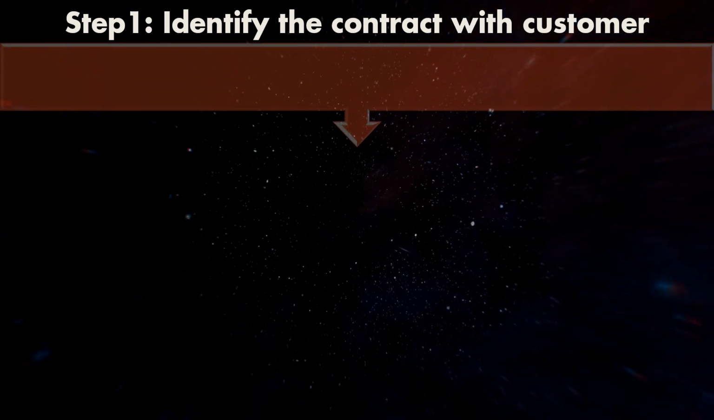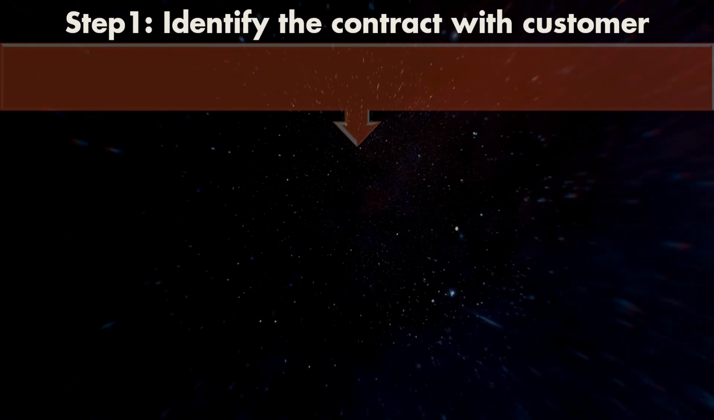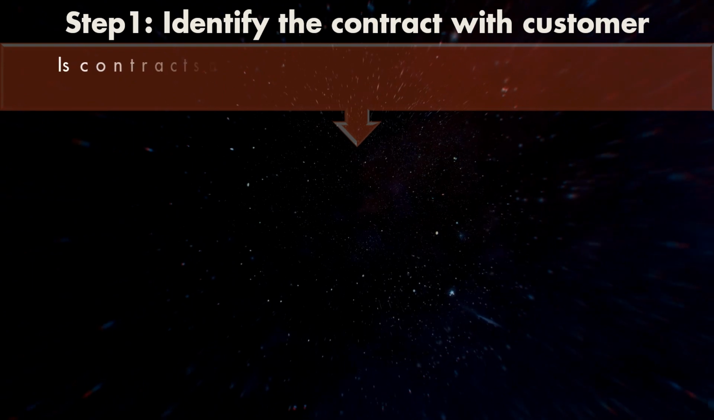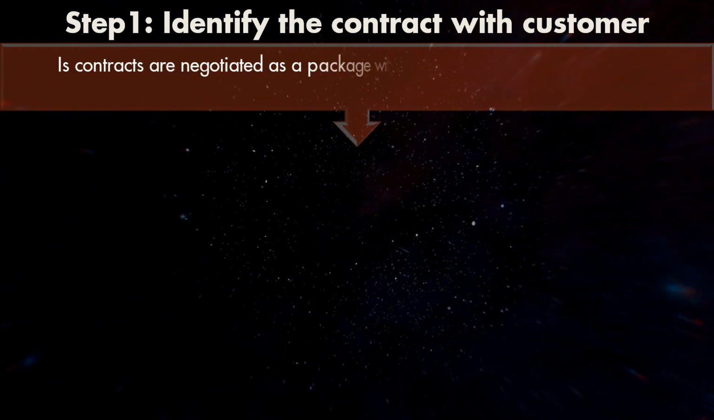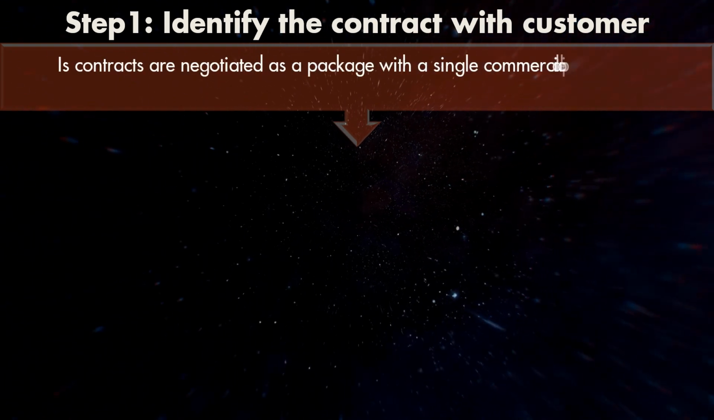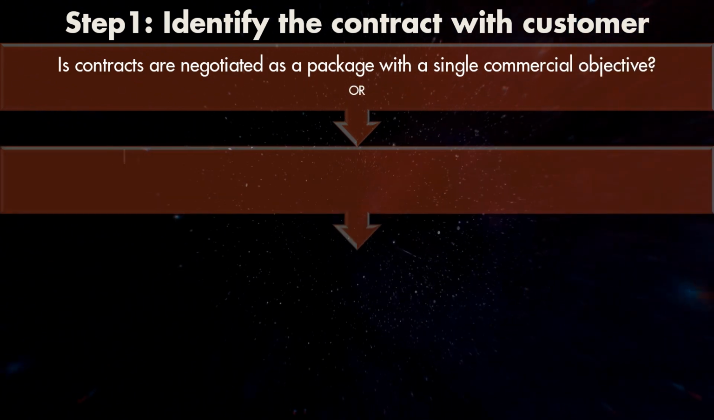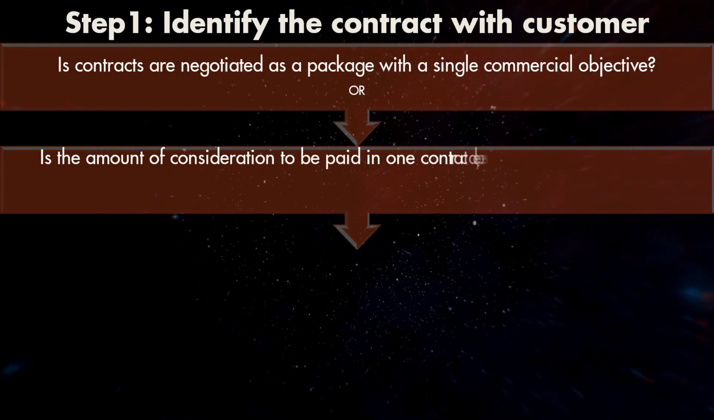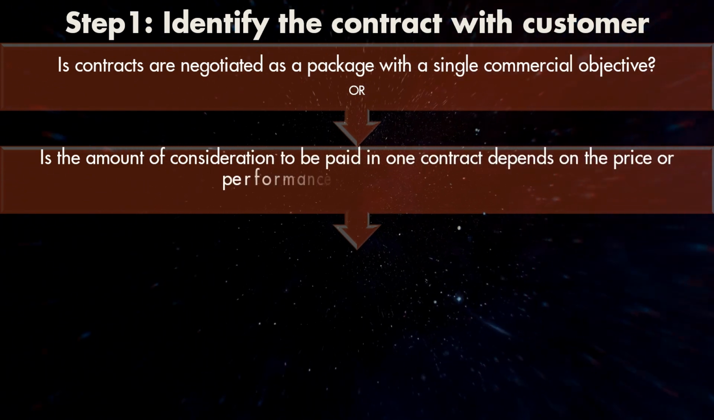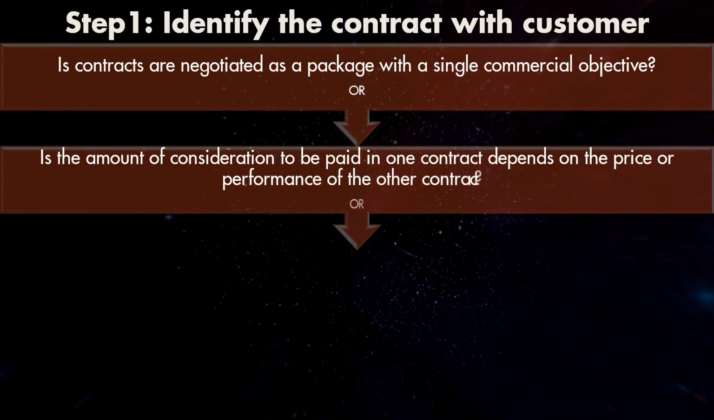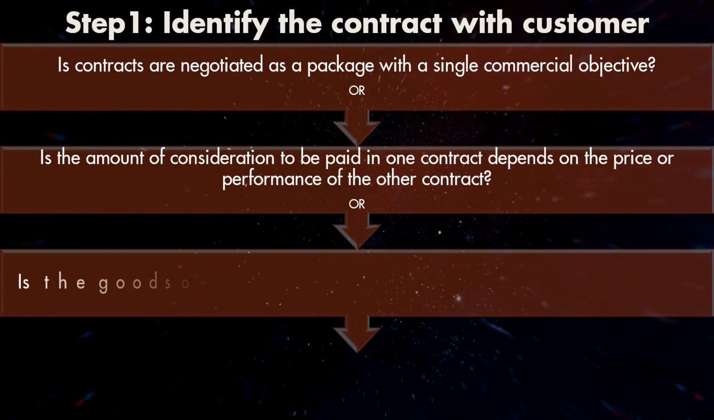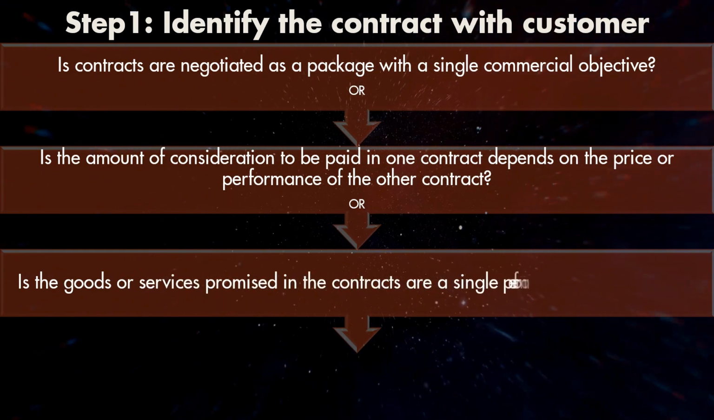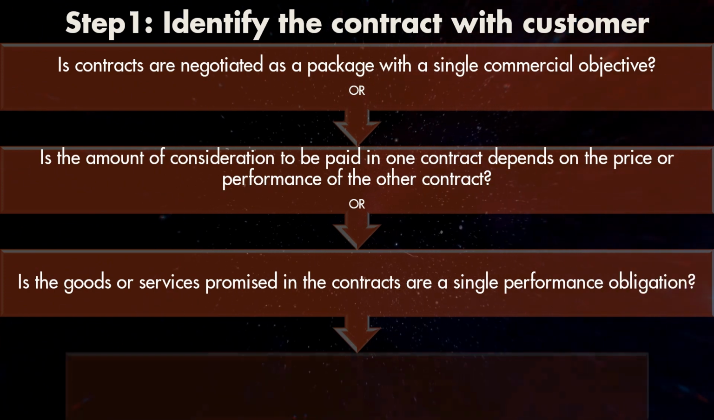IFRS 15 also makes us think about bundling and unbundling of contracts with customers. An entity should combine multiple contracts entered into at the same time with the same customer if one of these criteria applies. The contracts are negotiated as a package with a single commercial objective, or the amount of consideration to be paid in one contract depends on the price or performance of another contract, or the goods or services promised in the contracts are a single performance obligation.